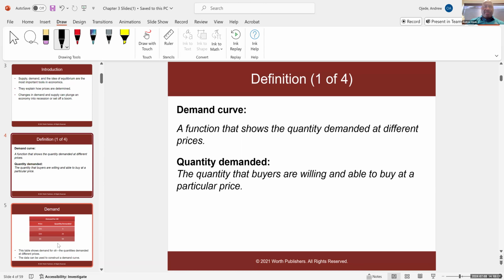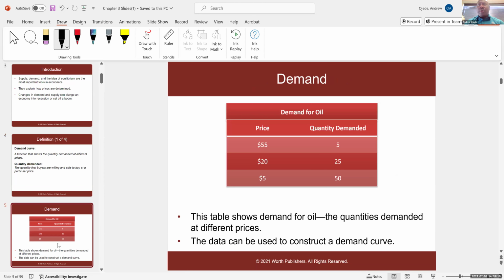So let me give you an example here on the demand for oil. You could think this could be the quantity of oil in terms of barrels of oil. So you can see when the price is $55, the quantity that people demand may be 5 billion barrels, or million barrels of oil. And then when the price drops to $20, you see quantity demanded goes up to 25 barrels of oil. And then when the price again drops to $5, you see people buy even more.